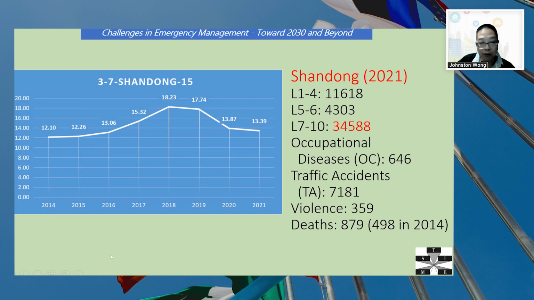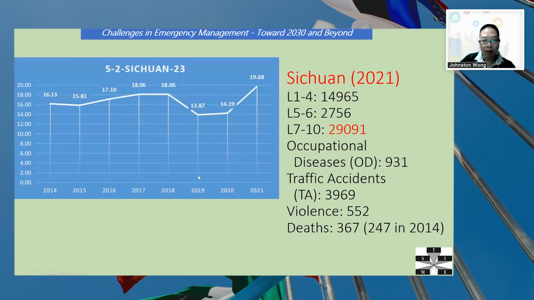You can see that level 7 to level 10 means the highest, the most serious kind of handicap. And then we can see that it is growing up until 2018, but gradually coming down a little bit. And in 2021, it hasn't fallen back to the 2014 level, but at least a certain prevention has been done to bring the curve down. Now, Sichuan is different. It's just the opposite. It was successful in 2018 and 2019 in bringing the curve down, but it bounced back in 2020 and then 2021.